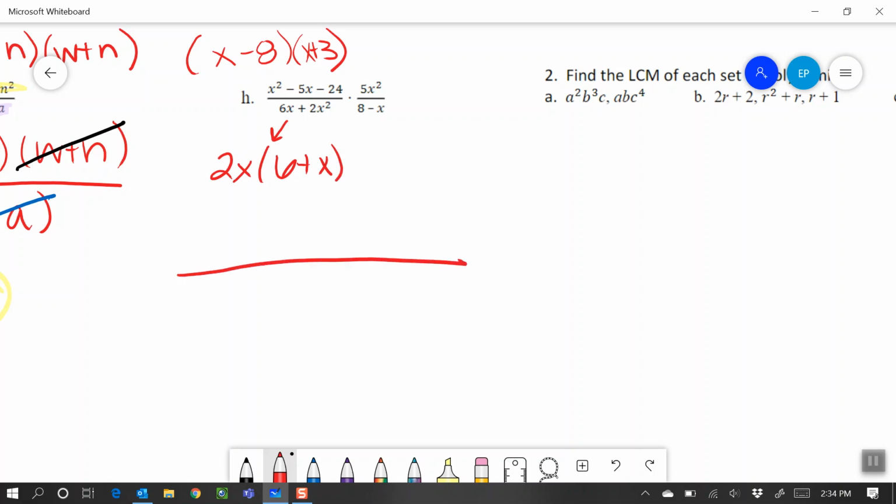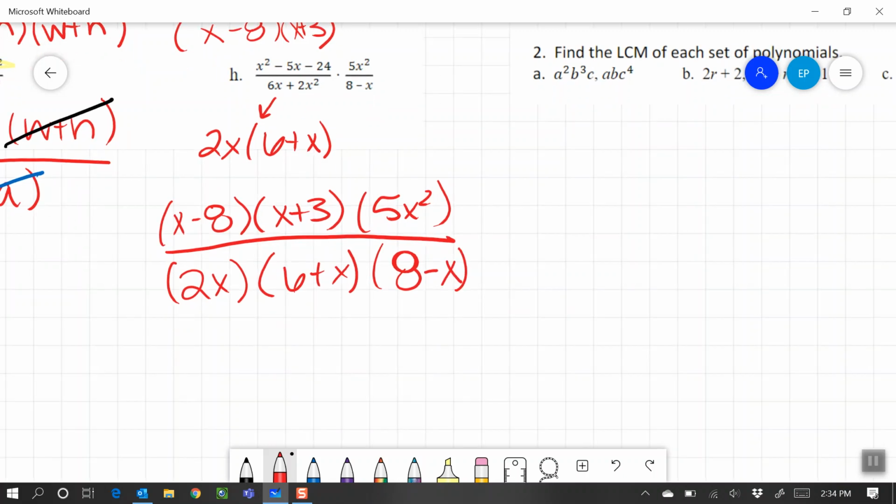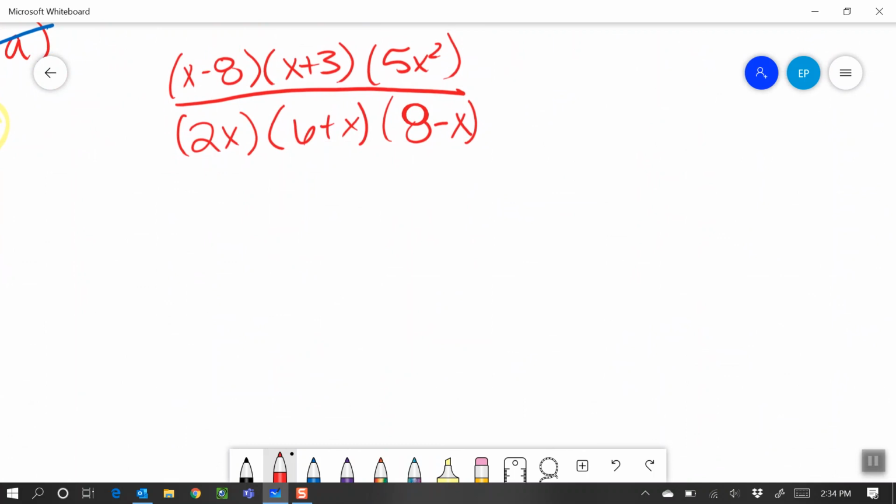So the problem is x minus 8 times x plus 3, which is that first trinomial of x squared minus 5x minus 24, times 5x squared. On the bottom, I'm going to have that 2x times 6 plus x times that 8 minus x. Okay, and then this is the problem I'm going to work with.